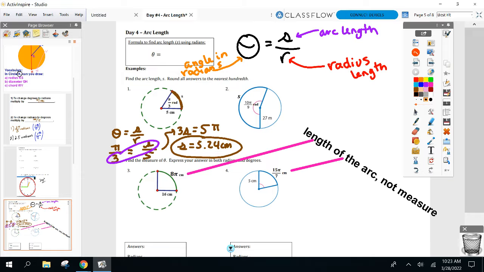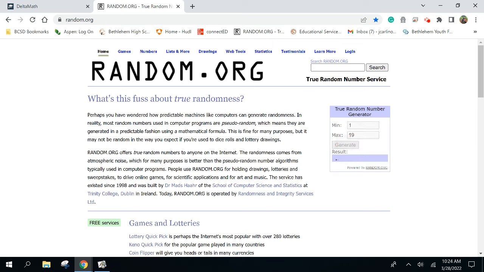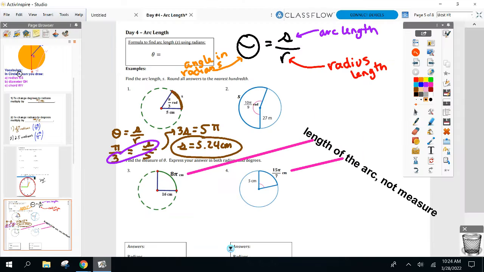Now my angle's in radians. Convert it if you want, or like I'm going to do here, use the new formula, theta equals S over R. What's my angle in radians then if I'm going to use this new formula? 10 pi over 9. Okay, here we go. 10 pi over 9 in for theta equals arc length, which I'm trying to find, S, over R. Go ahead, cross multiply, divide by 9, and we'll see where we go, nearest hundredth.